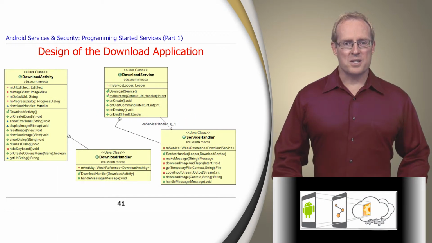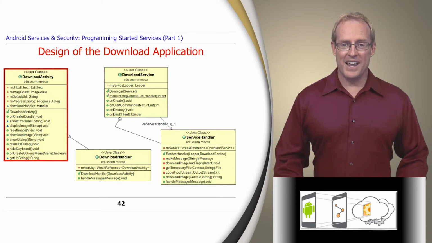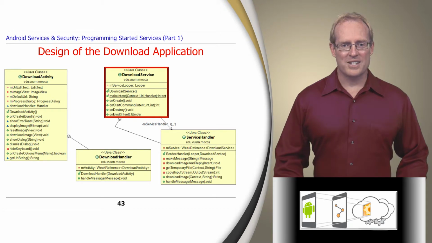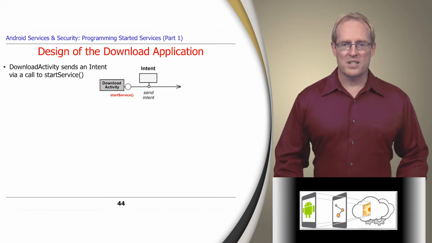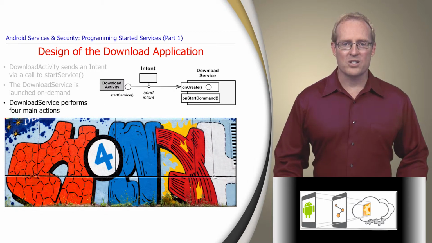Now that we've summarized the steps involved in programming started services in general, and the download service in particular, we'll examine the design of the download application, which contains a download activity and a download service. As outlined earlier, when the user presses the download image button on the screen, the download activity sends an intent with a URL to retrieve via a call to startService, which launches the download service on demand using the activator pattern. The download service performs four main actions.